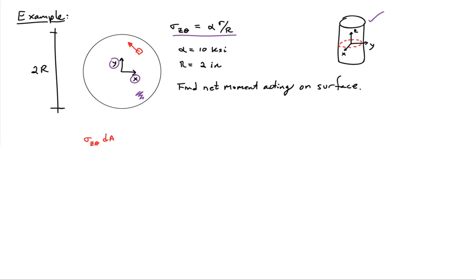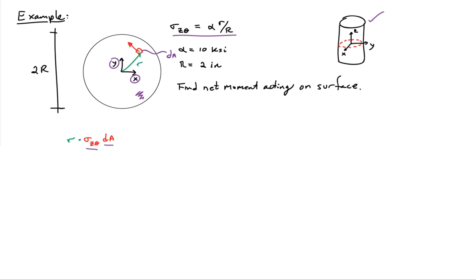So first let me consider a little bit of area acting on the surface. Acting on that little bit of area, if we call that area dA, is going to be a force which is sigma z theta, so that's force per unit area, times the area, which is dA. So that's the force acting on that bit of area, and it's pointing in the theta direction.